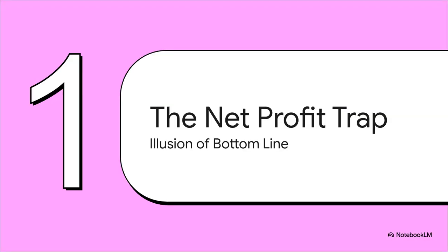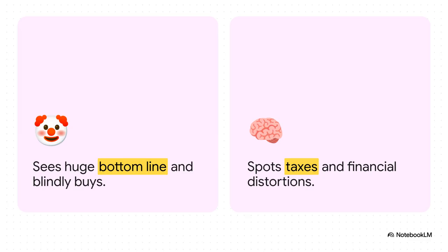Section 1. The net profit trap, or what I like to call the illusion of the bottom line. Yesterday, we analyzed macro risk, but today, we're stepping right into the corporate boardroom to expose a massive trap. Think about the stark difference between how an amateur and an architect view the world. When a naive retail investor opens a financial report, their eyes go straight to the bottom line, right? Net profit, or what we call net dönem karı in the local markets. If that final number is huge, they blindly hit the buy button.